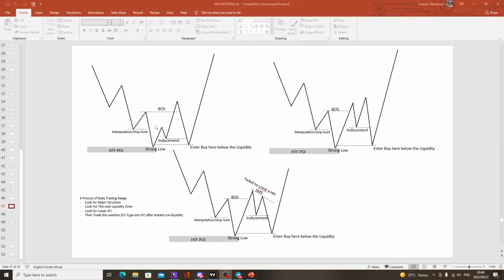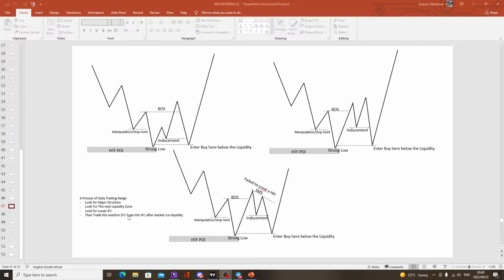But what is the FU? An FU candlestick is the one that runs liquidity. You see the candlestick that they're going to print here is the one we call the FU candlestick. Why an FU candlestick? Because it's the candlestick that runs liquidity here and it breaks structure. So it makes that one become a strong candlestick that is going to hold the market.